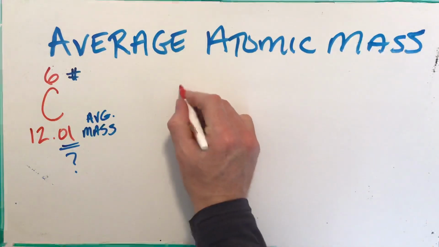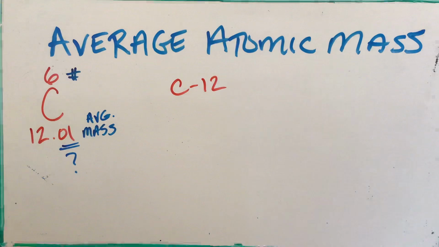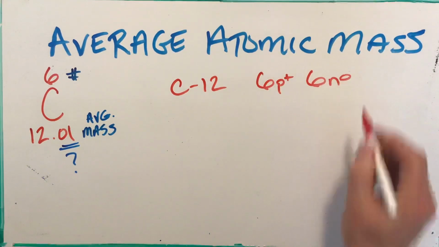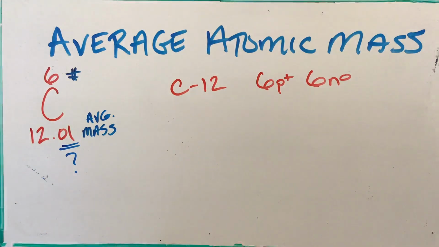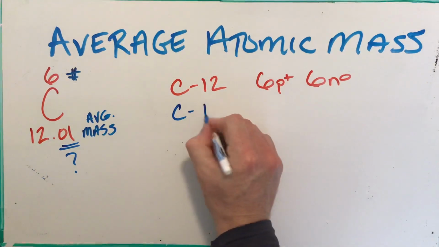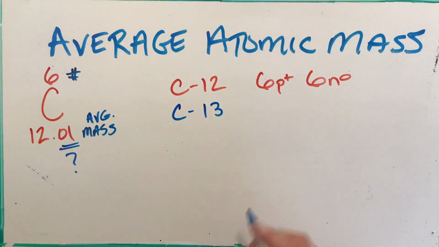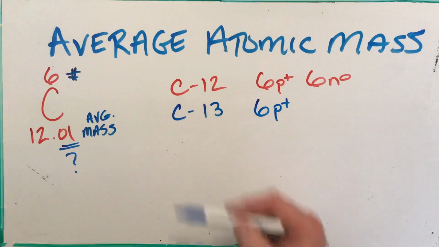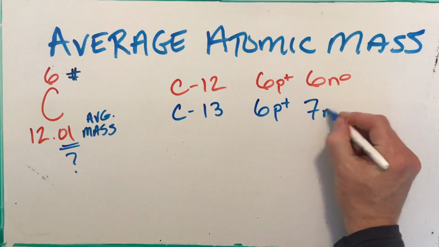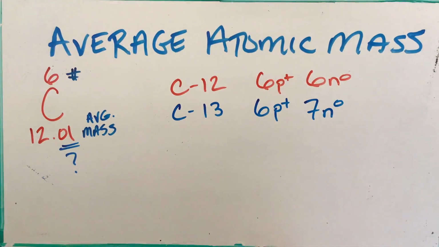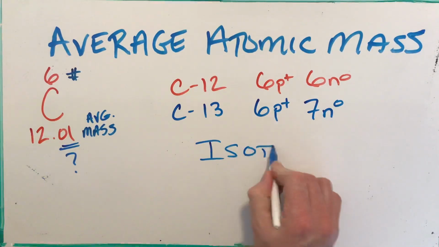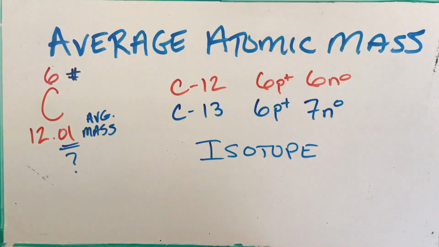There's carbon 12, right? That's the carbon we just talked about. It has 6 protons and 6 neutrons in its nucleus. But there's also carbon 13. Carbon 13 still has the 6 protons because protons determine your identity and they're both carbon. But it has 7 neutrons, right? This is an isotope. These are isotopes of carbon.